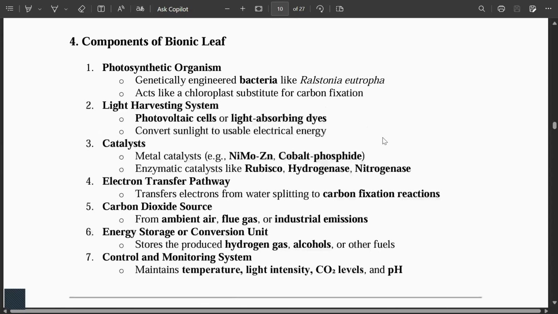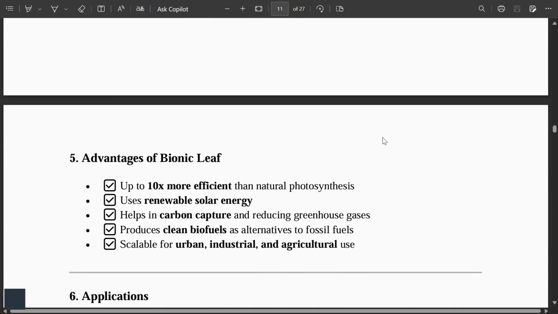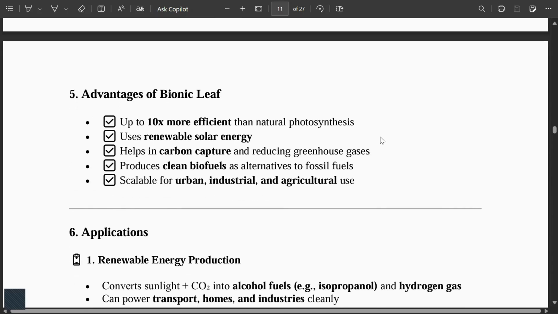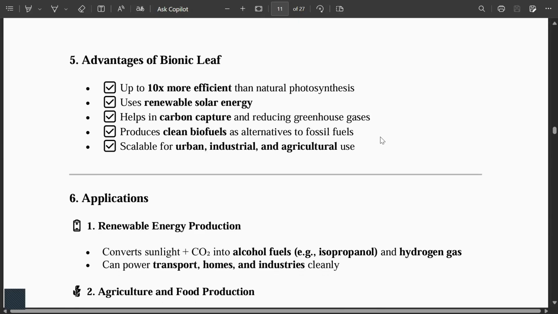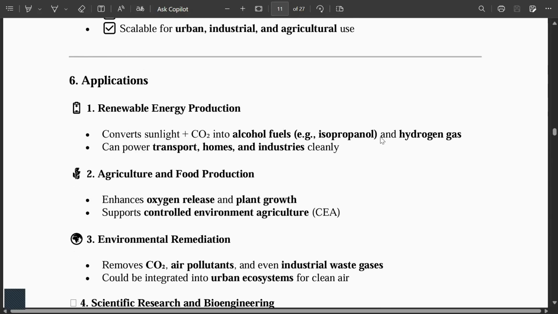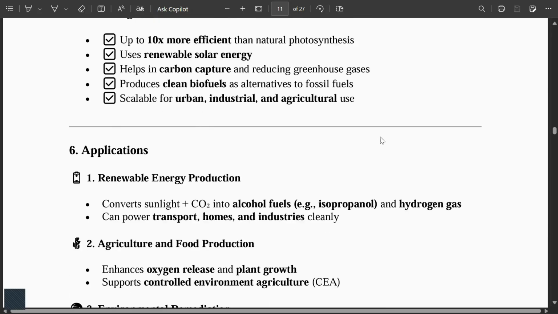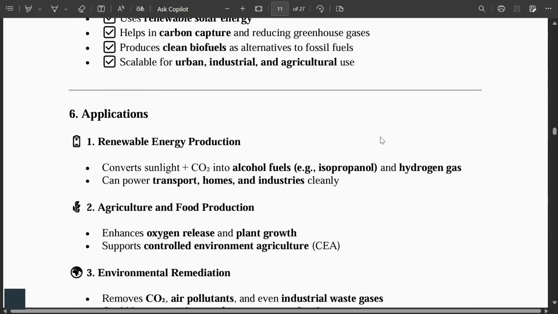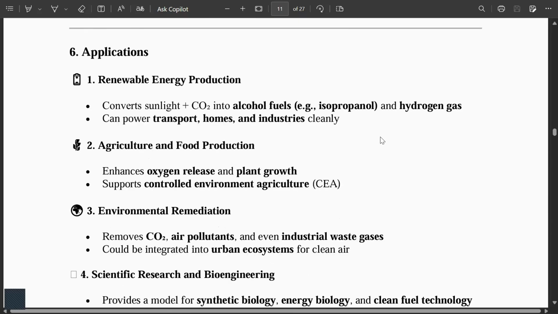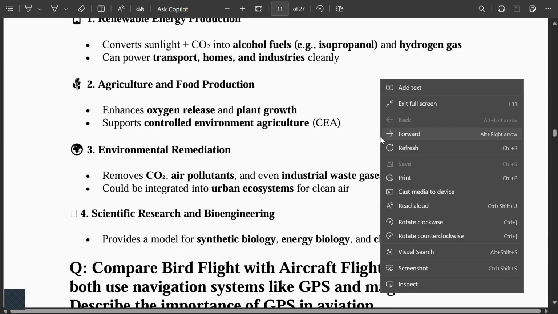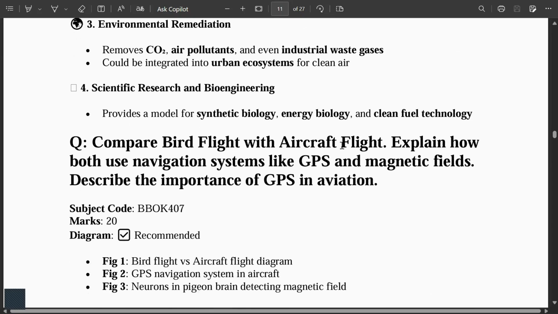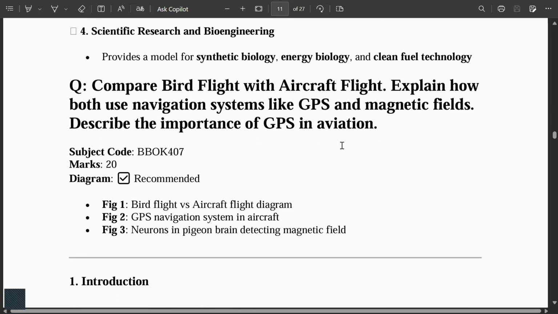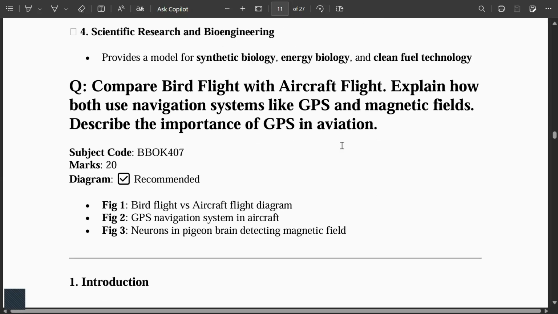What are the components used in that? You can refer. Advantages: it is efficient, renewable, does carbon capture, that is, it reduces global warming, gives clean biofuels, and it is scalable for industry applications. Applications: you can use it as renewable energy production, agriculture and food production, environmental remediation, then scientific research and bioengineering.